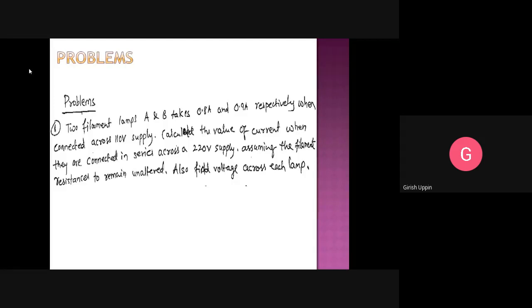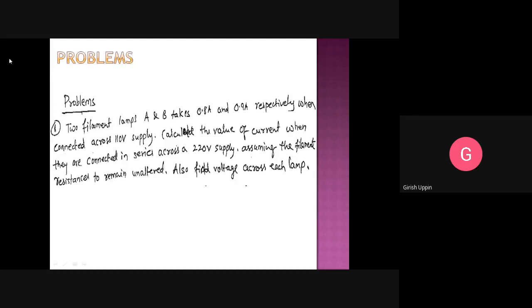And if there is any open circuit in that particular circuit, the current will become zero, and that circuit is called a dead circuit. So these are some of the characteristics of a series DC circuit, and we started solving problems based on the series concept.